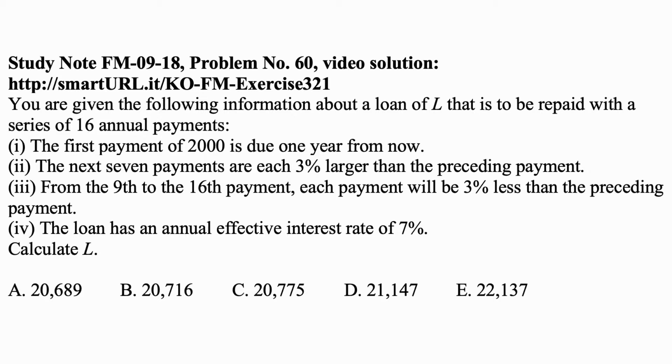Here's a problem for today for exam FM on financial mathematics. You are given the following information about a loan of L that is to be repaid with a series of 16 annual payments. The first payment of 2,000 is due 1 year from now. The next 7 payments are each 3% larger than the preceding payment. From the 9th to the 16th payment, each payment will be 3% less than the preceding payment. The loan has an annual effective interest rate of 7%.